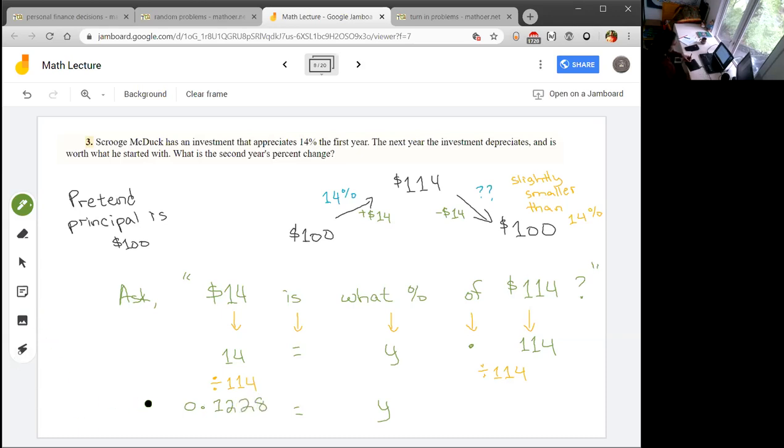So I'm going to change this into a percent. Should I say 12.28%? I don't care too much about how you round. If you wanted to say 12%, that would work. 12.3, that would work. 12.28, that would work. The rounding isn't the important part here.